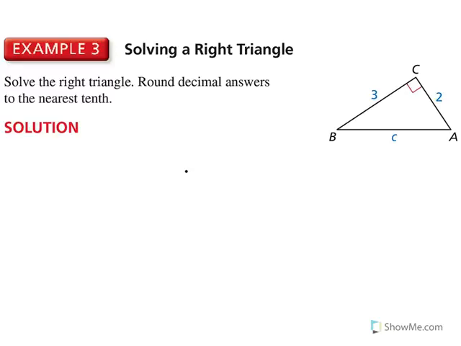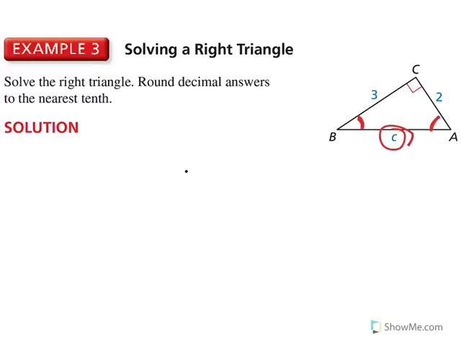So it tells me to solve the right triangle. To solve it means we want every angle and we want every side. So what are we missing first off in this picture? Notice we're missing this side C, the side AB that they've termed as C. We're missing this angle B, and we're missing this angle A.